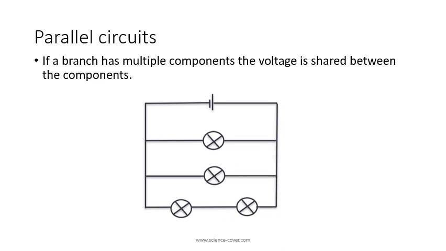If a branch has multiple components, then the voltage is shared between those components. So again, let's assume we have 5 volts coming from the cell. The first and second loops in this circuit only have one bulb, and that means that in each case, electrons will only pass through one bulb and lose all 5 volts. But any electrons that travel the third loop are passing through two separate bulbs, so they must lose all 5 volts over the two bulbs. So this is going to split the voltage between the two bulbs.